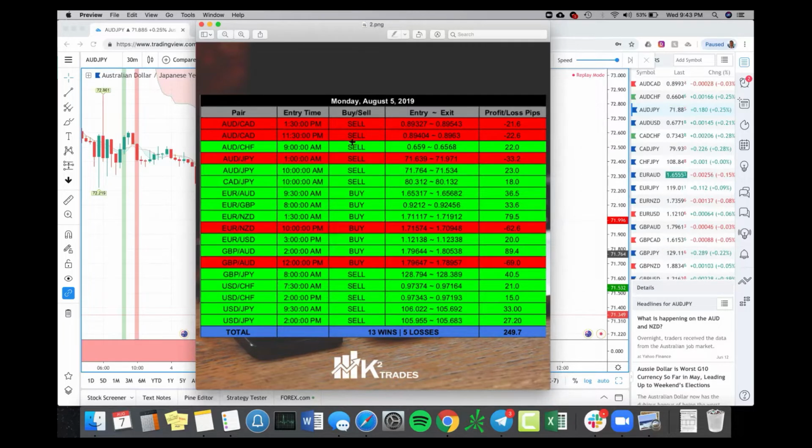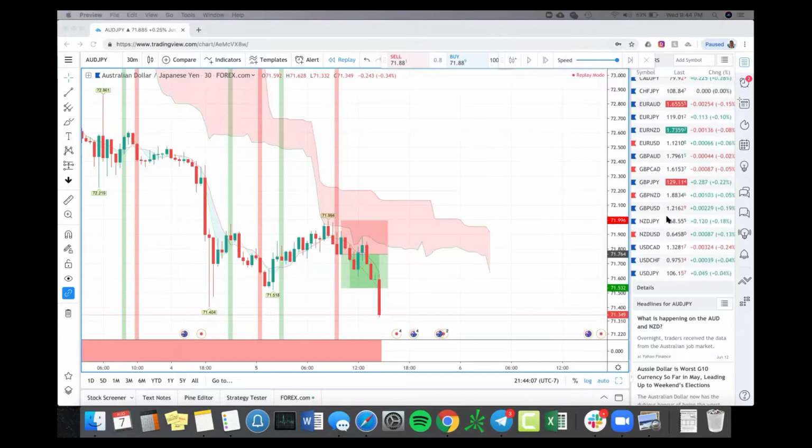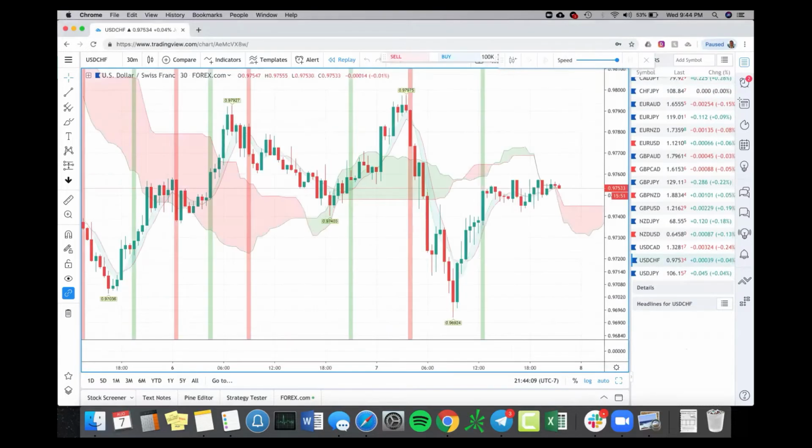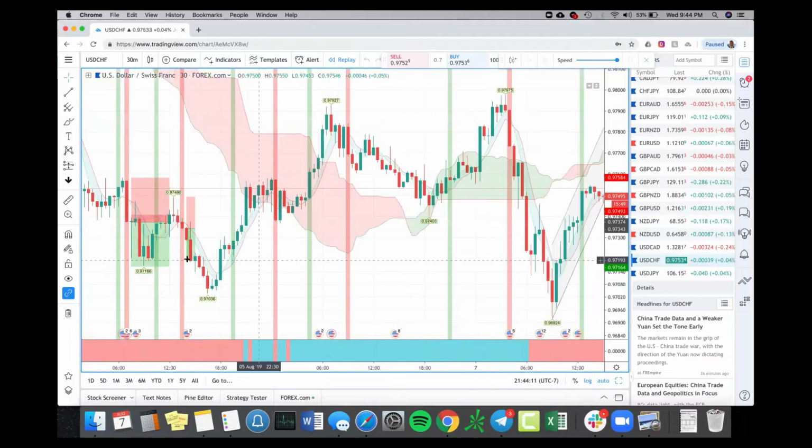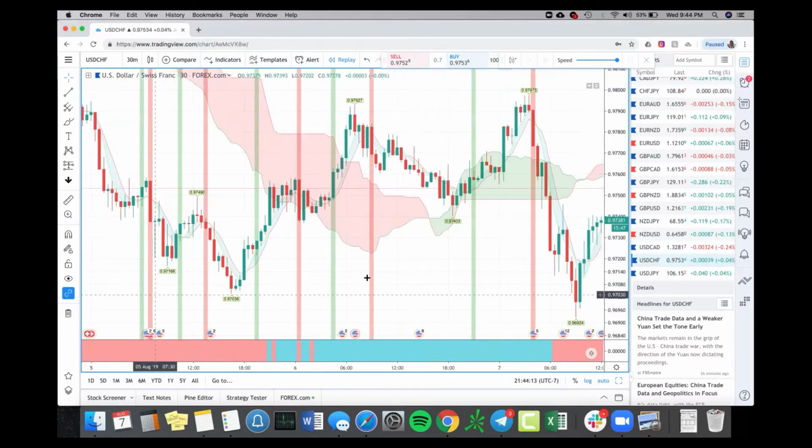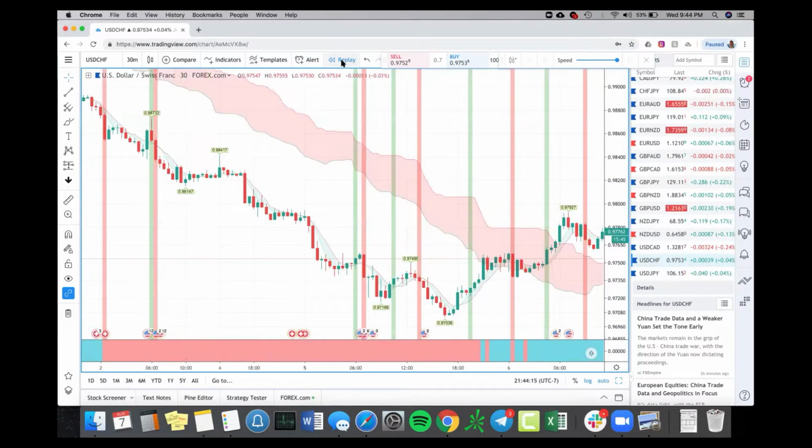So yeah, we can go to the next trade. Let's go to whatever has 2 trades here. We go to the US dollar versus the Swiss franc, and this is for the 5th. So I'll just clear this up, and then we could replay it from the 5th right here.